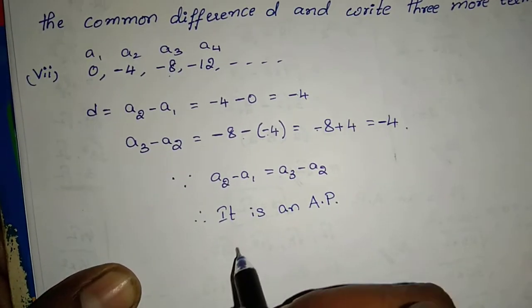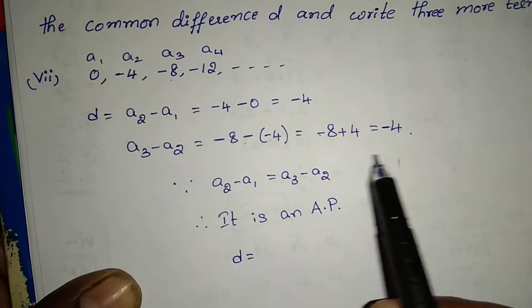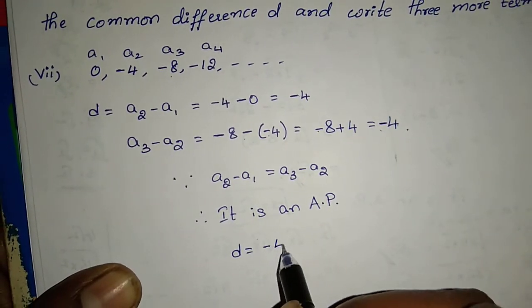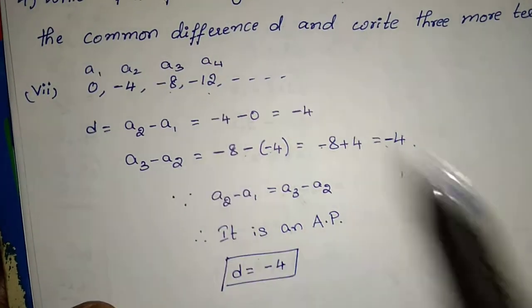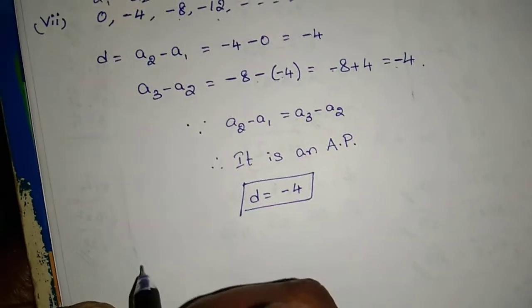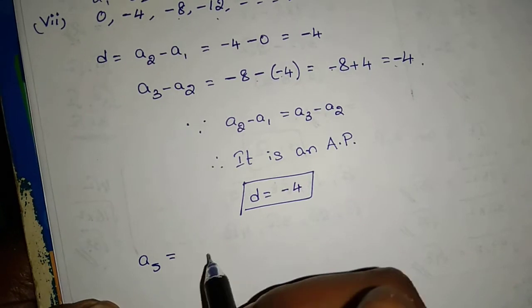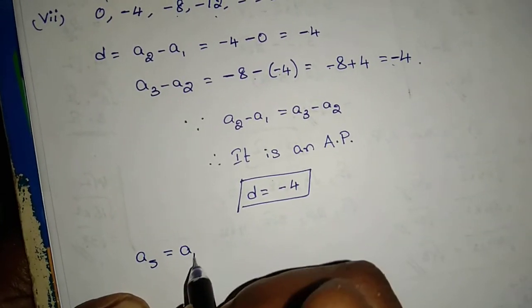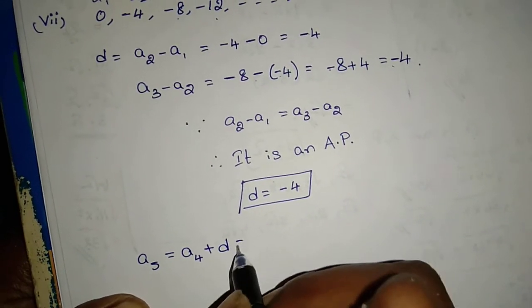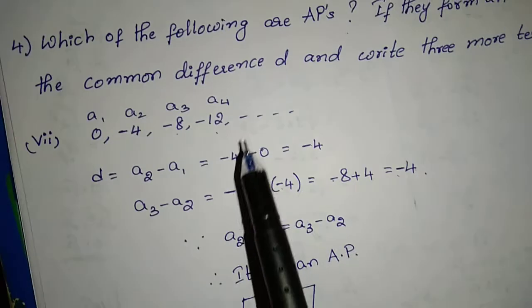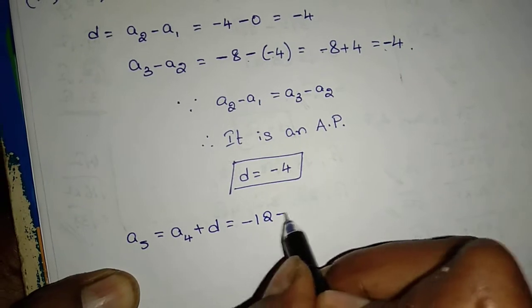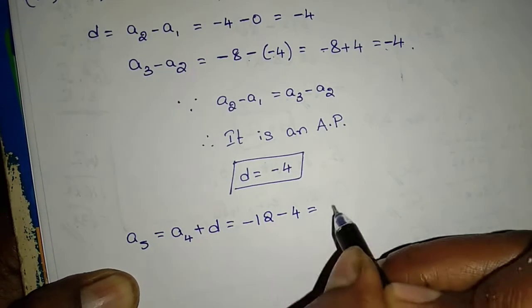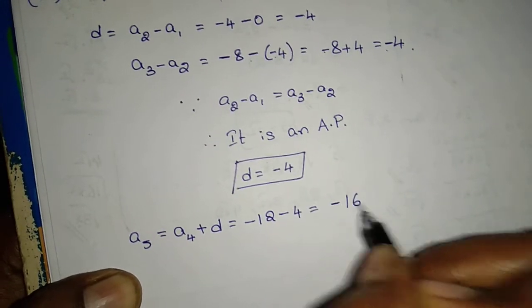If it is an arithmetic progression, then what is the D value? What we have found: D equals minus 4. Up to where have they given? A4. Next is A5. How to find A5? A5 equals A4 plus D. Already we know this formula. What is the A4 value? Minus 12. Minus 12 minus 4, how much? Minus 16.